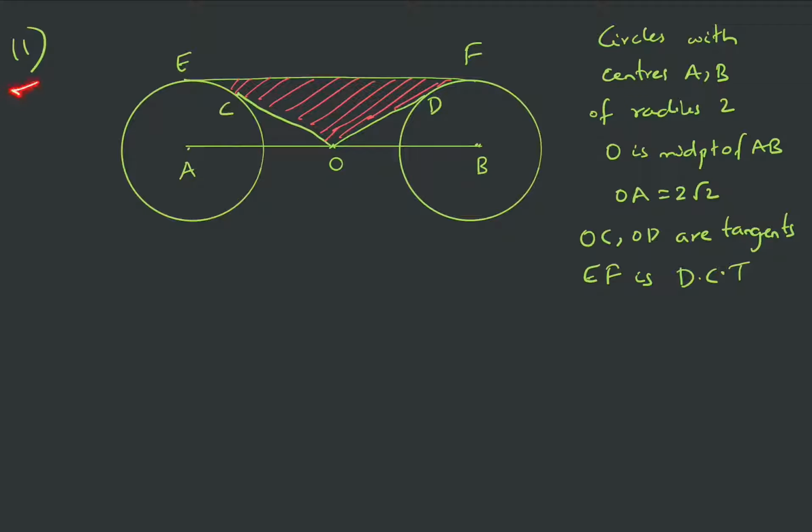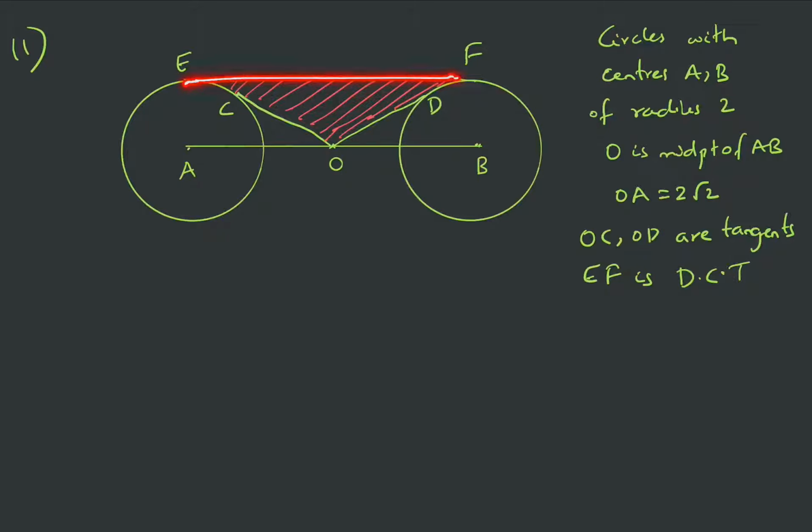So this is the 11th question of your assignment. It is given that circles with centers at A and B have radius 2 units. Okay, O is the midpoint of AB and OA is equal to 2 root 2. It is also given that OC and OD are tangents to the circle from O. Okay, and now you need to find the shaded area. So if you look at the shaded area, this is something like this.